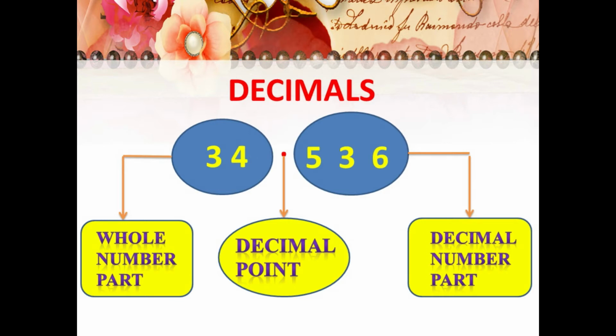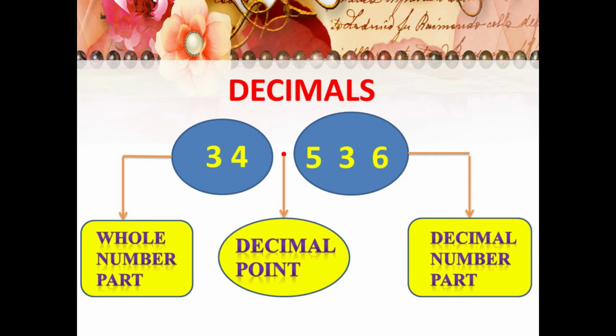How do we read the whole number part? Read together. So 34. Point. Read separately the decimal number part: 536. So 34.536.